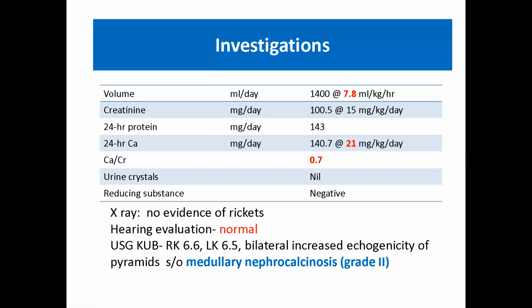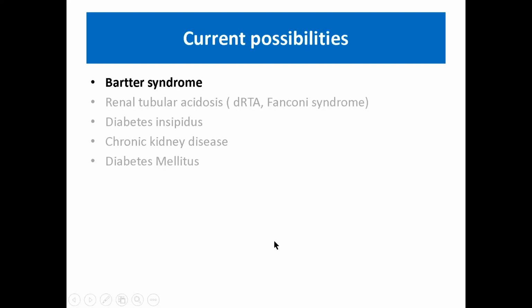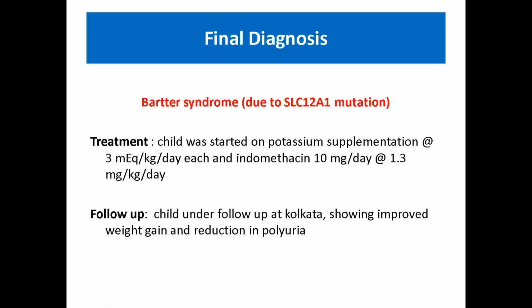So with a query of RTA or Bartter syndrome, and because of antenatal polyhydramnios, prematurity, low birth weight, polyuria, metabolic alkalosis with hypocalcemia, and nephrocalcinosis, we sent a clinical exome to diagnose Bartter syndrome, and we had a mutation in SLC12A1 gene. Again, it was a pathogenic, homozygous mutation in this case. Now this child was started on potassium supplements, and since he had significant amount of polyuria, he had to be started on indomethacin also, just to tide over the polyuria part of it.